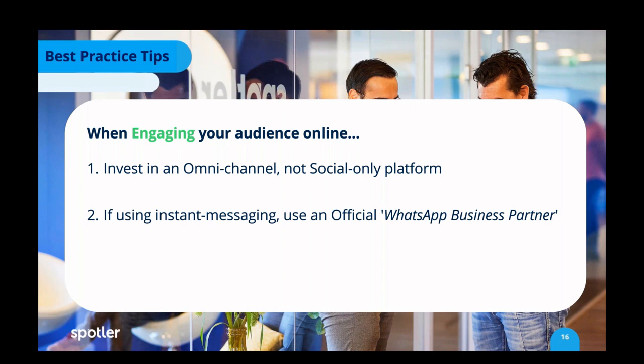If using instant messaging, then use a WhatsApp for Business partner. Spotler Social is an official WhatsApp for Business partner. What that means is there are only 75 approved official WhatsApp business partners. We are one of them. That means we buy our services directly from Meta, and other providers who are not one of those 75 approved partners have to buy them from a reseller.